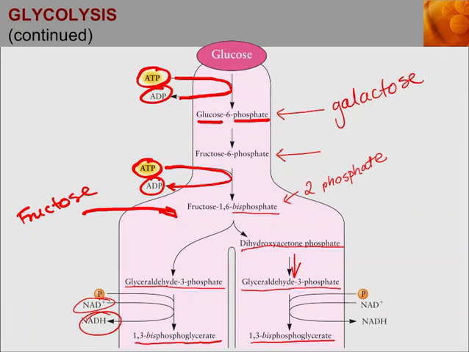Now it's first converted into glucose 6-phosphate, so it doesn't enter as galactose. So it does go through a step first before it enters. So we are able to digest multiple different monosaccharides, but they have to be converted into something that's within the glycolysis process first.